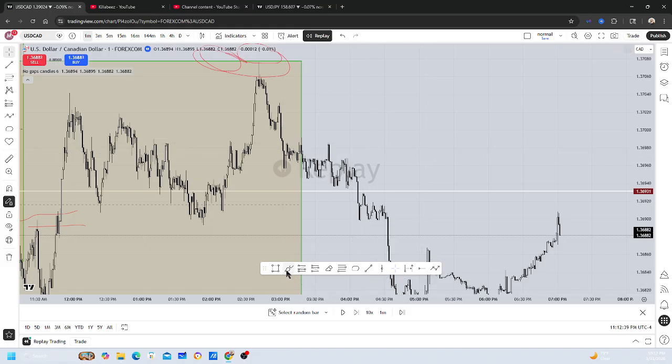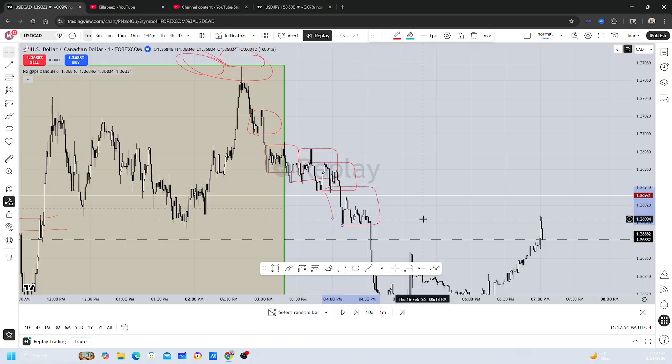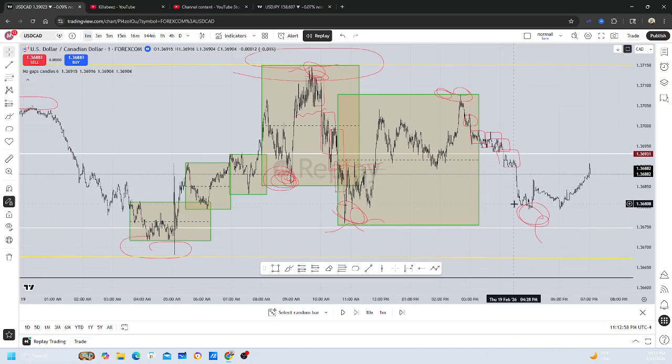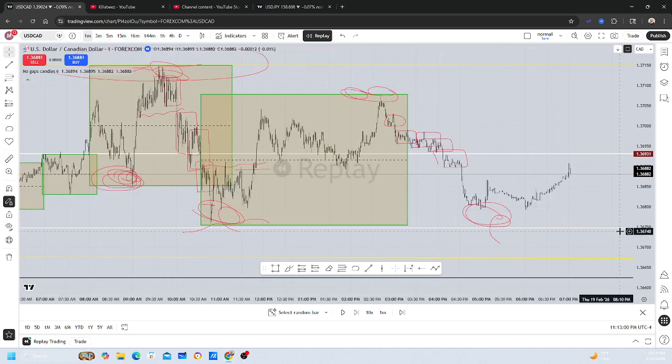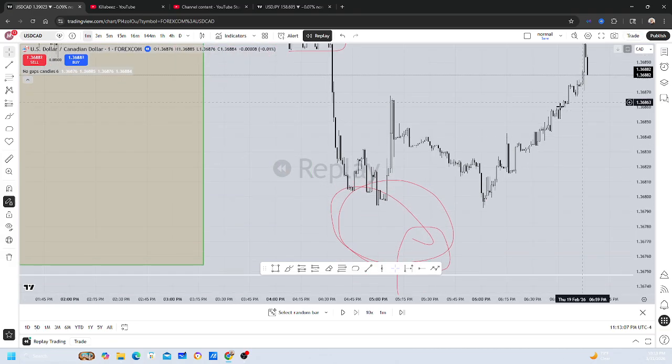So for example, this is one swing. This is 2 swings. This is 3 swings. This is 4 swings. This is 5 swings. And guess what happened? Bottom of the range. What happened? We start reversing.